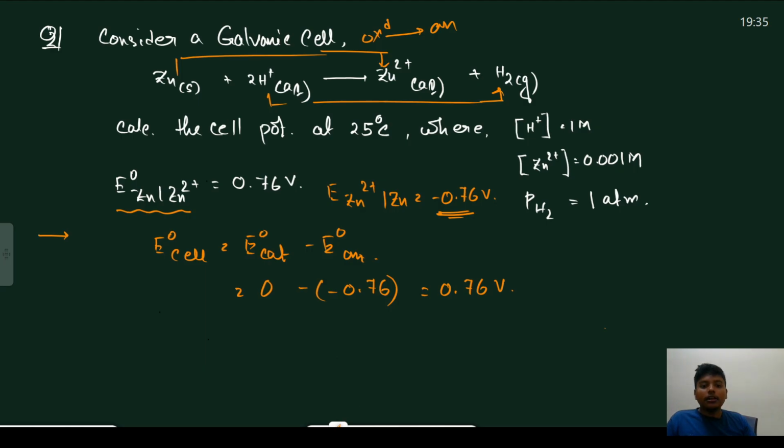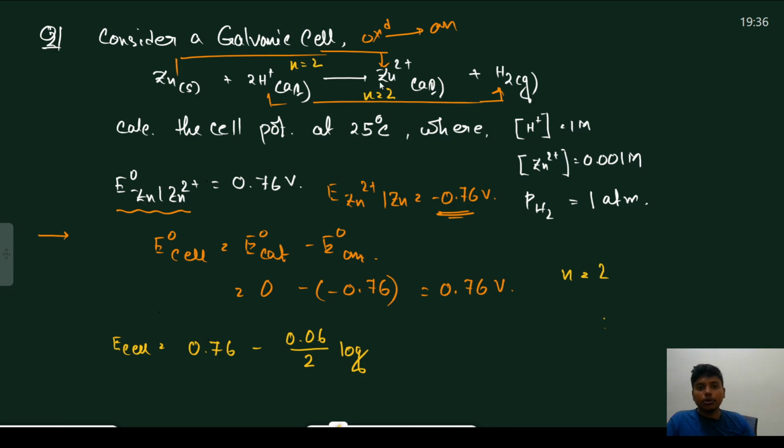Yes, sir. First we calculate E naught cell. Next, what is the value of n? Check. Zinc to Zn2 plus, how many electrons change? 2. So n equals 2. Clear? Now E cell. So E cell is equal to E naught cell minus 0.06 by n, n value is 2, log. Now listen.